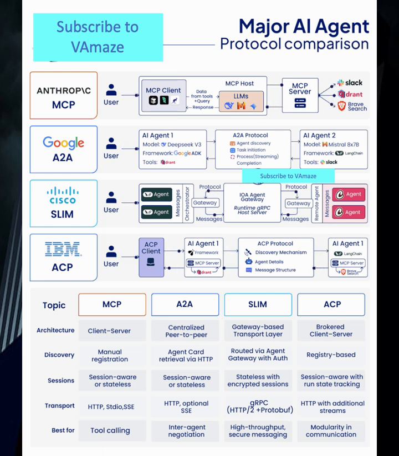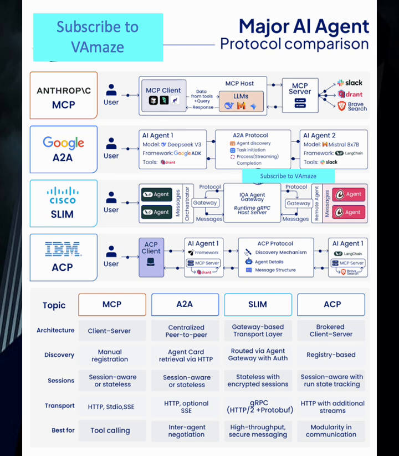MCP architecture type: client-server. Discovery method: manual registration. Session management: session-aware or stateless, flexible. Transport protocol: HTTP, STDIO, SSE, server-sent events. Best use case: tool calling and resource integration. How MCP works: step-by-step process.